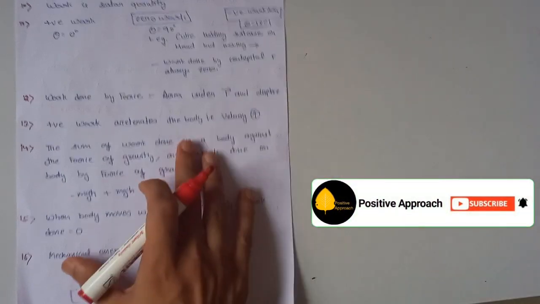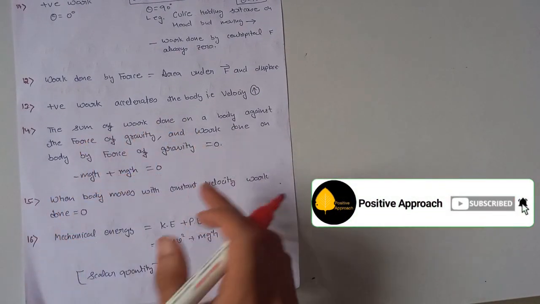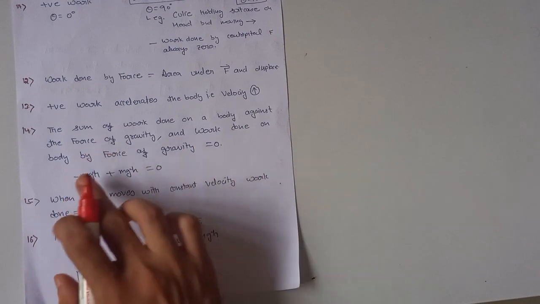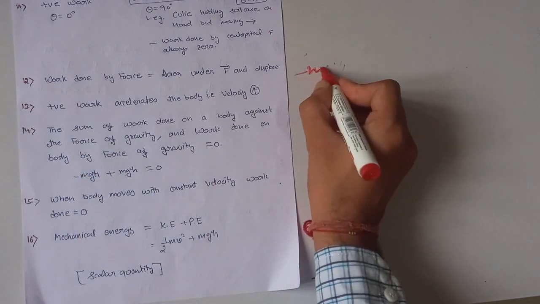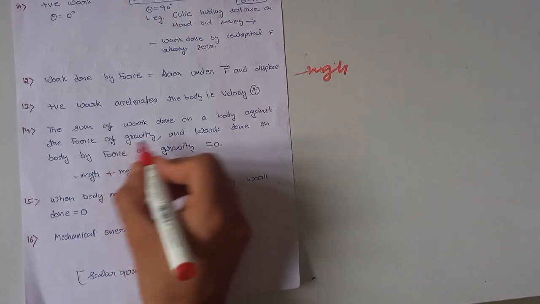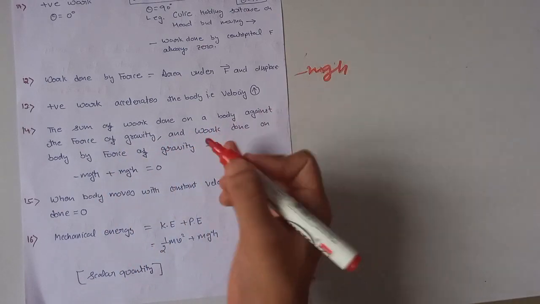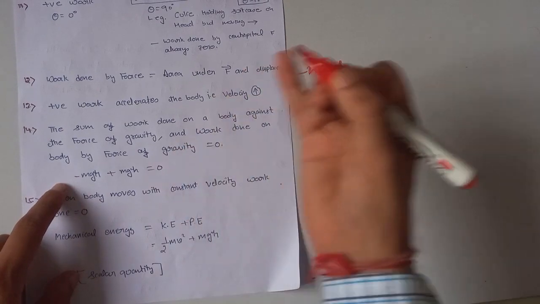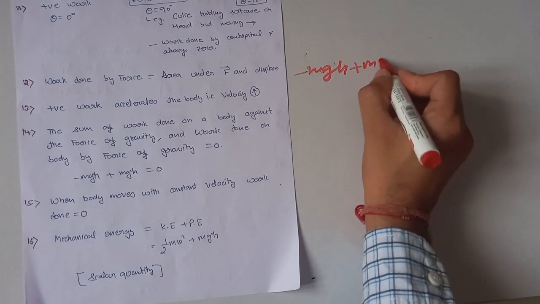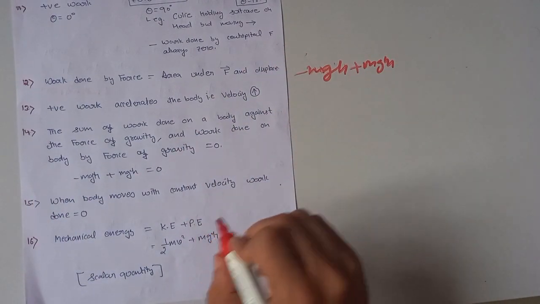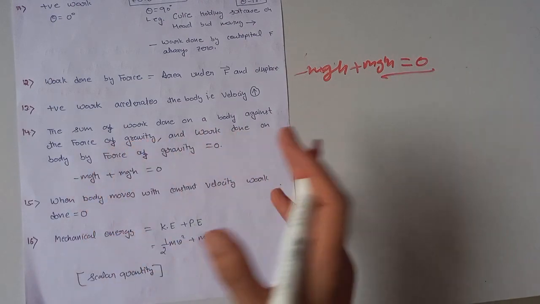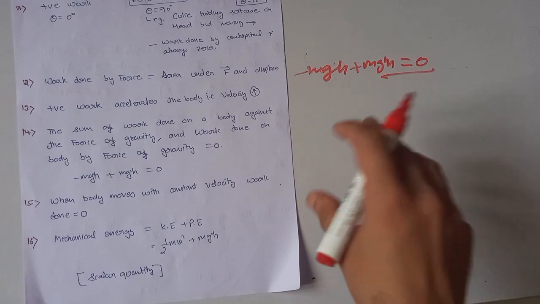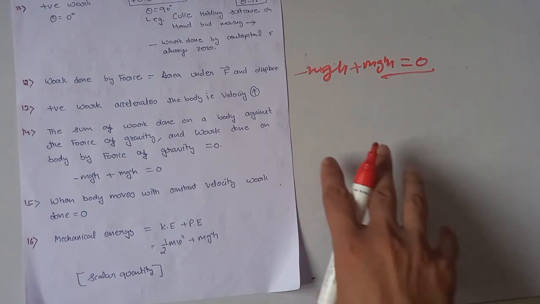Our next key point is the sum of work done on a body against the force of gravity, that is mgh. The work done on the body against gravity and the work done on the body by the force of gravity, that is when an object falls freely under the effect of gravity, is always equal to 0.